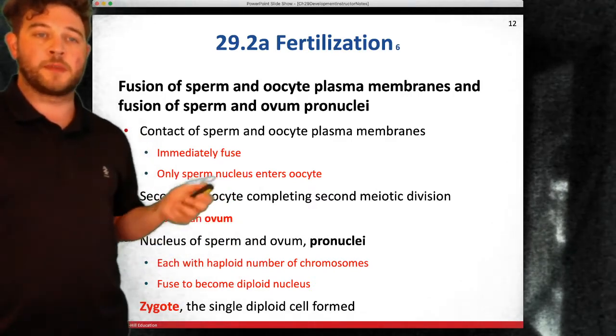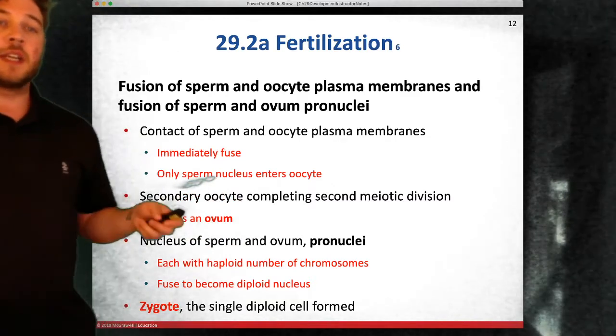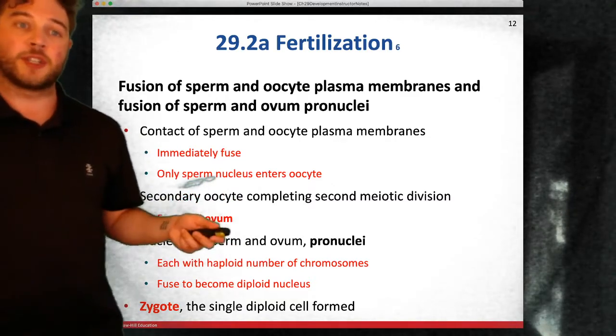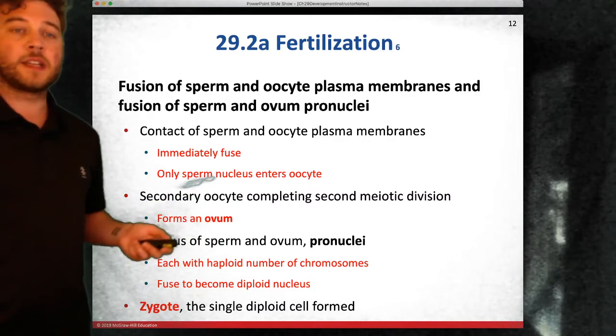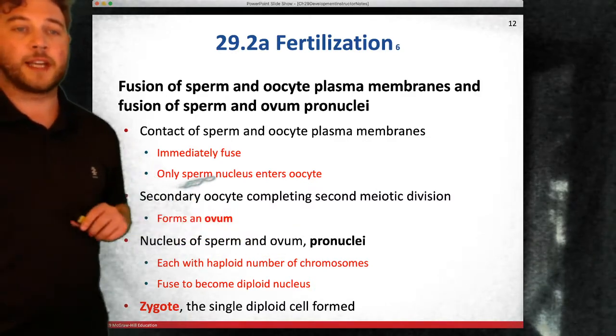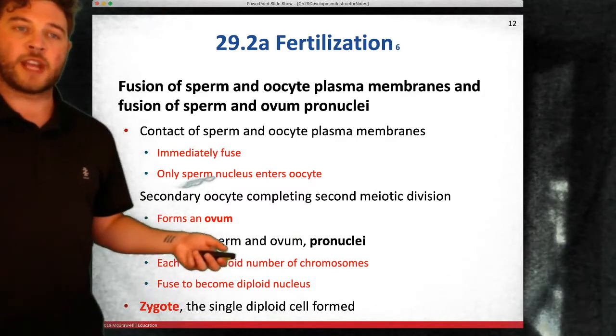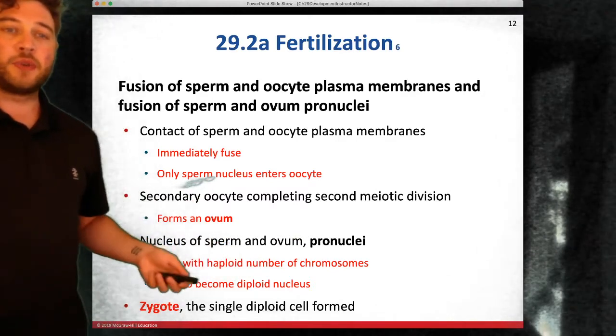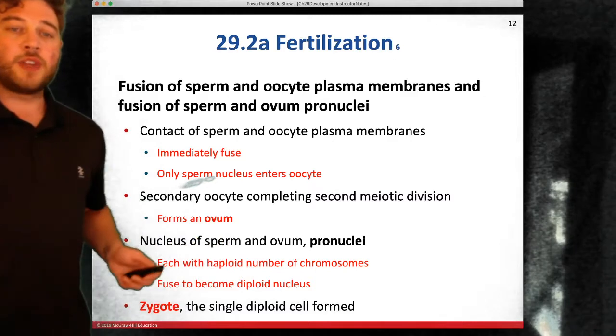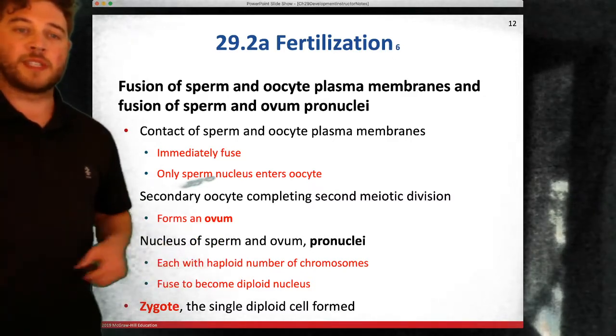Only after the sperm enters does the secondary oocyte finish its divisions and become an ovum, where it can then fuse pronuclei. Each of those is going to have a haploid number of chromosomes. Remember, they're only going to have 23 chromosomes. They fuse to form a diploid, and then you have a zygote, the single diploid cell that is formed.